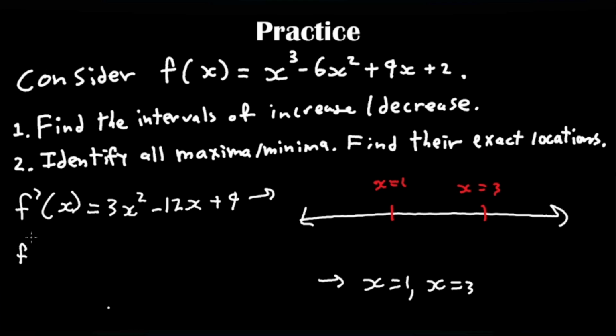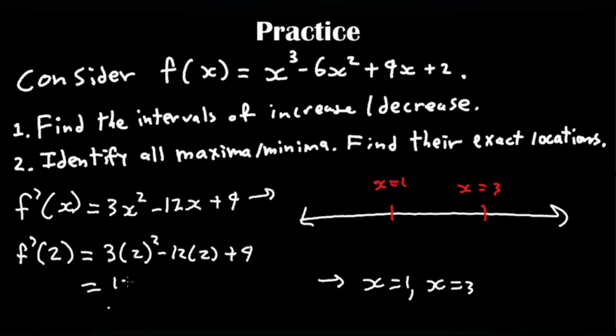2. You plug it into the first derivative instead of the function because you're trying to find out the sign of the derivative to see if it's increasing or decreasing. So f prime of 2 is just 3 times 2 squared minus 12 times 2 plus 9. That first term is just 3 times 4, so 12 minus 24 plus 9. So negative 12 plus 9. So this is negative 3. And because our first derivative is negative between x equals 1 and x equals 3, that means our function is going to be decreasing between x equals 1 and x equals 3.